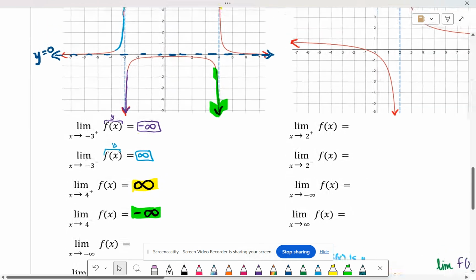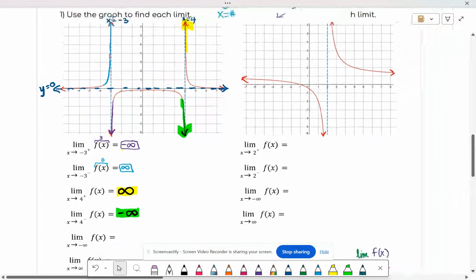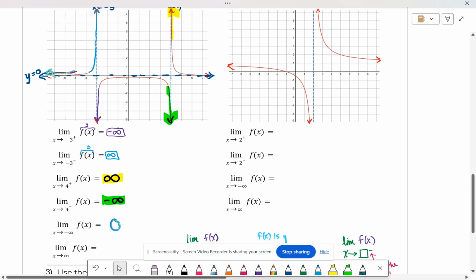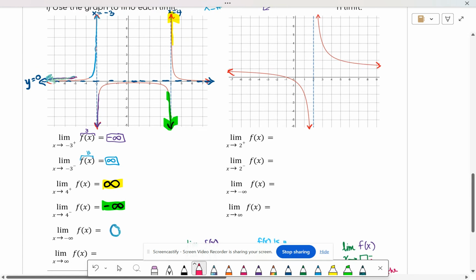Okay, the final two limits are asking what happens as x goes to negative infinity. Remember, negative infinity, that's all the way to the left. So what is happening to my graph as x goes to the left? What is y approaching? y is approaching that asymptote of 0. And as x goes to the right, what is y approaching? y is approaching, again, that asymptote of 0.